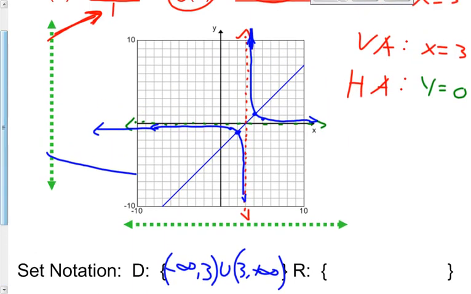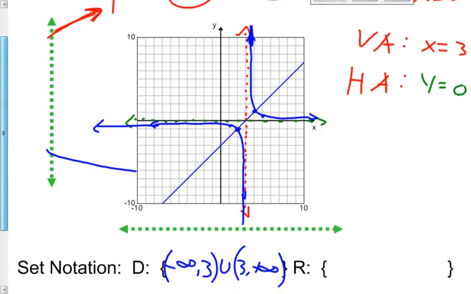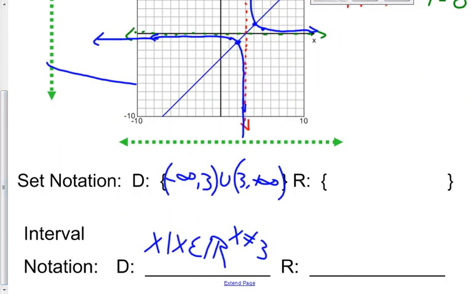Alright, now for the range, this one goes from negative infinity. This blue arrow goes down forever and ever and never stops. So from negative infinity, and then it stops at our horizontal asymptote of 0. It picks up on the other side of 0, and then it goes to positive infinity.